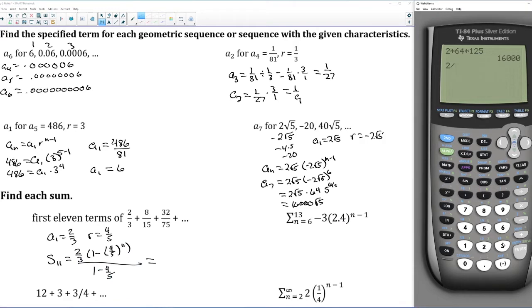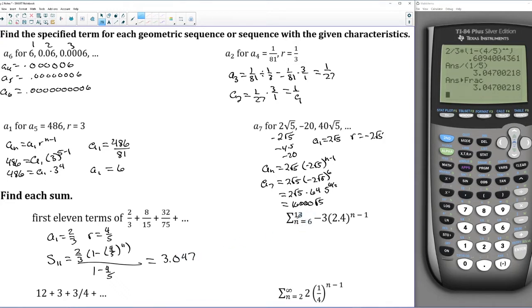So we got 2/3 times 1 minus 4/5, notice the use of parentheses, to the 11th. Let's get that answer. And then we'll divide by 1 minus 4/5, which is 1/5. So divided by 1/5. Let's see if that's a nice fraction. I don't think it is. Nope. So 3.047.